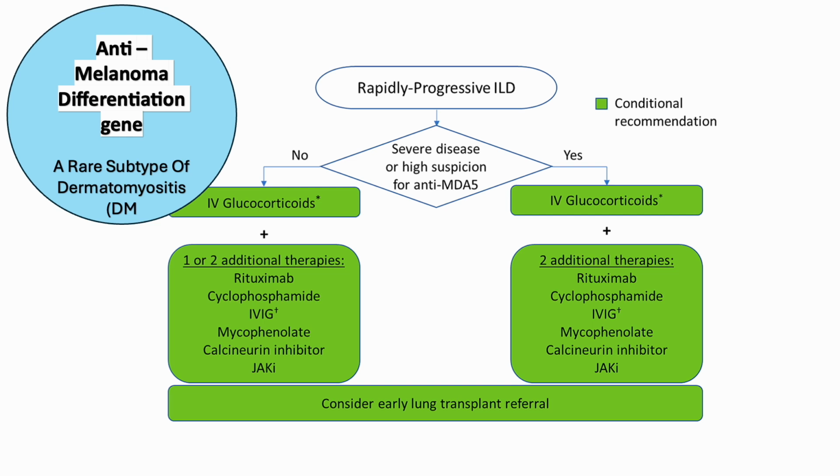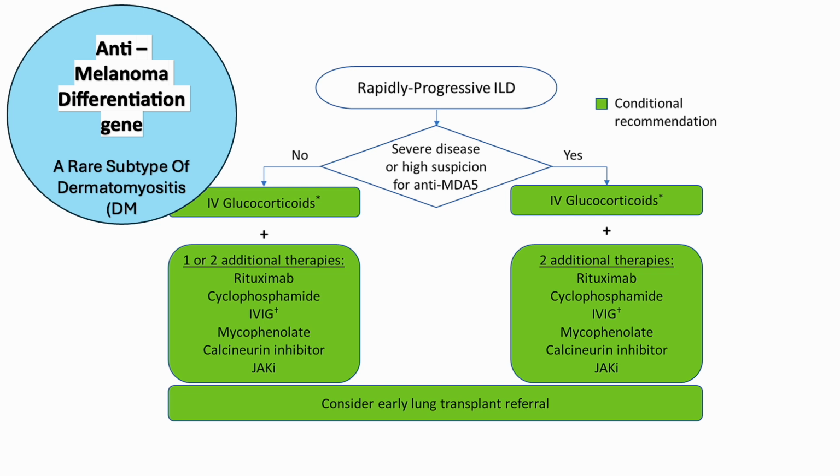When we look at the treatment of rapidly progressive ILD, it's based on how severe the disease is and also on specific subtypes. One of the subtypes that has been mentioned here is the anti-MDA5. Anti-MDA5 is anti-melanoma differentiation-associated gene, a rare subtype of dermatomyositis characterized by rapidly progressive ILD and dermatomyositis rash.